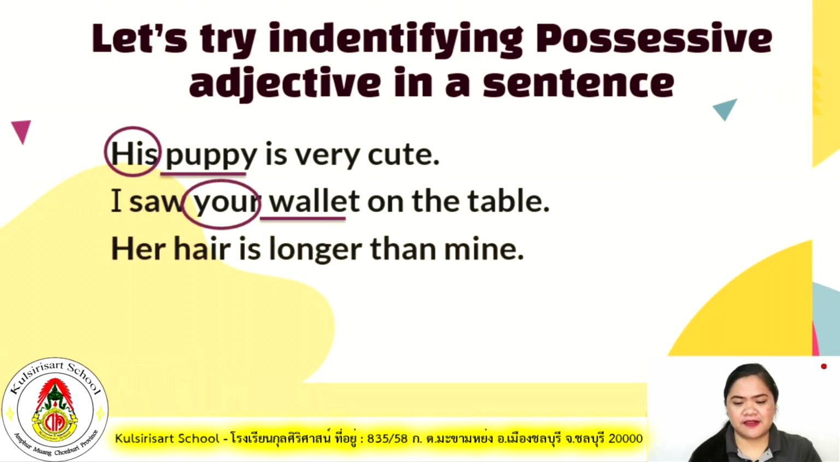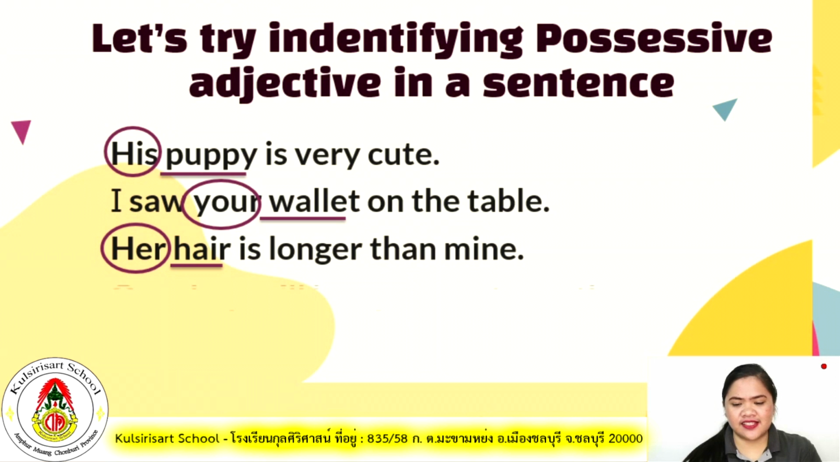Next sentence. Her hair is longer than mine. In this sentence, which do you think is the noun? Point it out. Okay, the noun here is the word hair. And what comes before hair? It's the possessive adjective, the word her. Her hair is longer than mine.